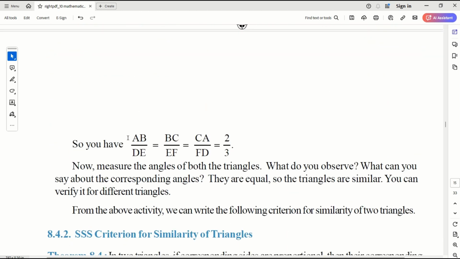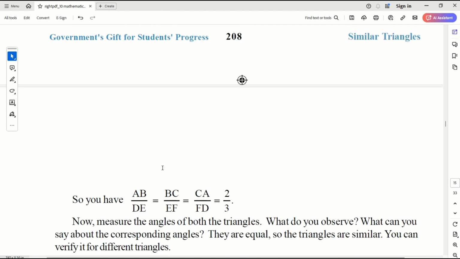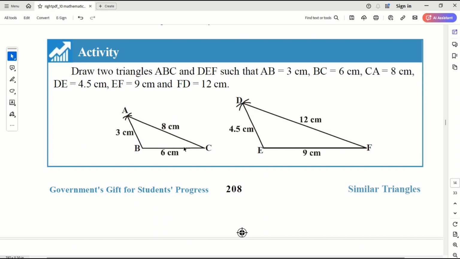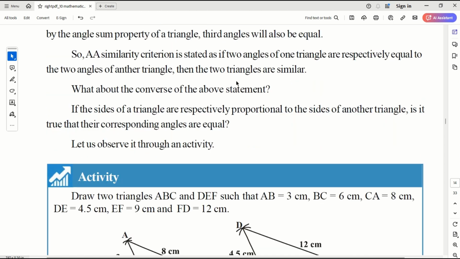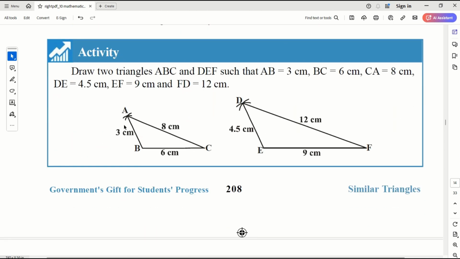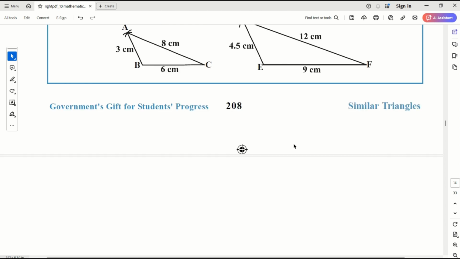Now, all the sides are in the same ratio, which is 2 by 3. Now you measure the angles of this one and cross check whether the angles are equal or not. This is the reverse of what we have proved above, right? Activity further. So to your surprise, you will get the same angles. A and D will be the same. B and E will be the same. C and F will be the same.